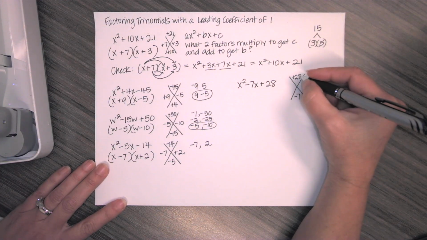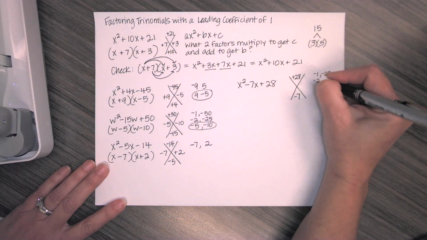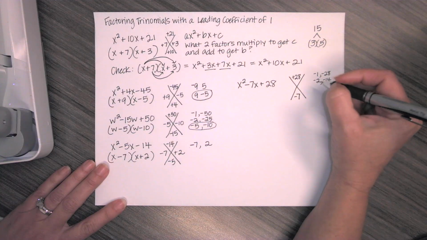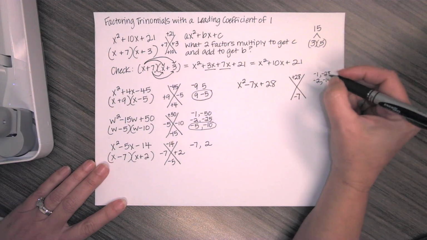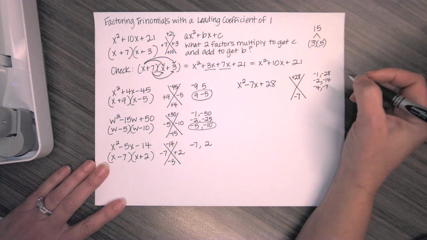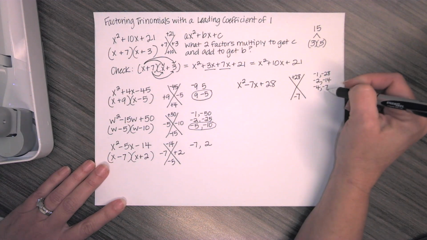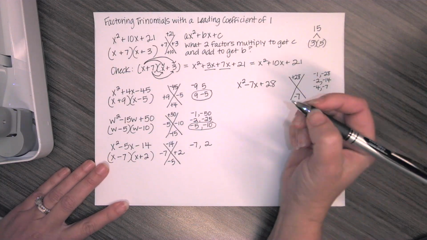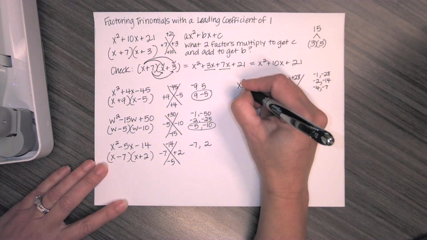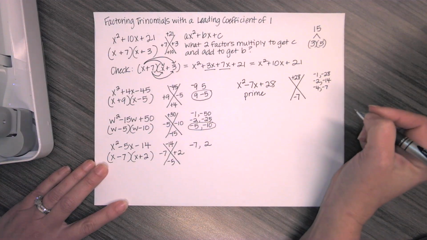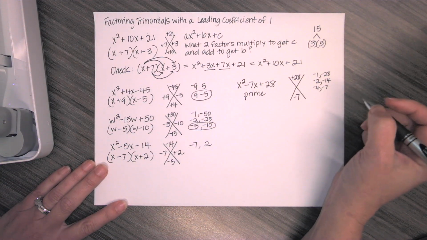I know 28 is an even number, so I know that 2 will go into it, and that will go into it 14 times, but that's also not going to work. 3 will not go into 28. 4 will, 7 times. This is all the factors I can come up with for 28, and none of those are going to work. And so in that case, this trinomial is prime. In other words, it cannot be factored any further.